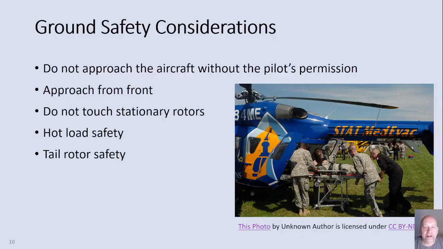So, some ground safety considerations include things like, number one, we should never approach the aircraft without the pilot's permission or without a crew member stepping out of the ship and telling us or signaling to us that it's okay. In most instances, the crew will exit the helicopter and come over to us. In most instances, they don't want us approaching the ship until they tell us it's okay to do that. When we do approach the ship, we want to approach from the front so that we are in the pilot's view and the pilot knows we are coming towards their ship.